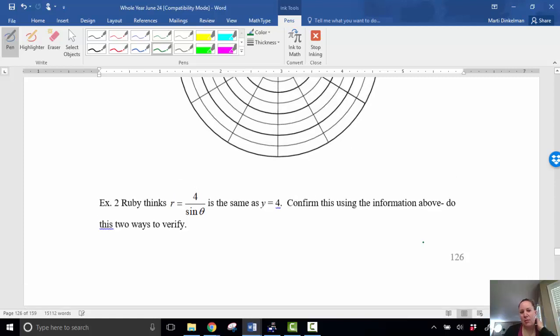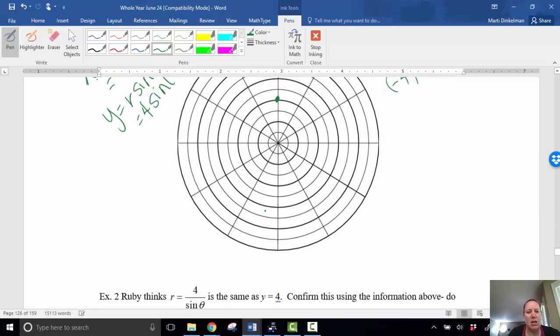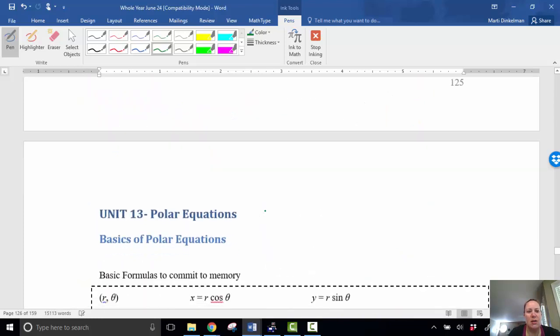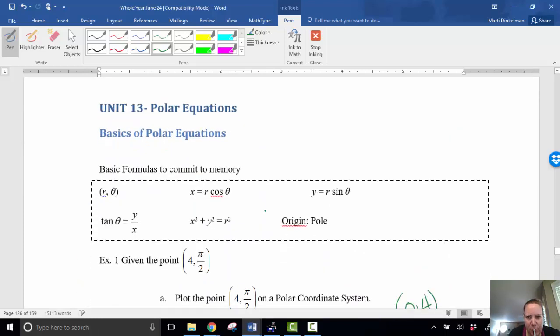Okay, so example 2 here, trying to prove that these are the same. There's lots of ways to convert back and forth, and maybe we'll try both ways. So I'm going to start with this one and maybe just multiply both things by sine. And so then we get y equals 4. I'm trying to think of how I would do this one as y equals 4, just trying to use what I have up here.